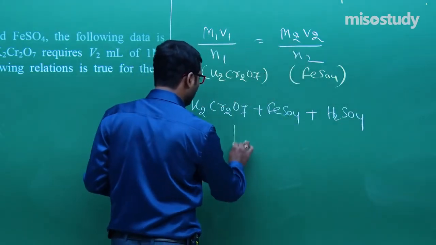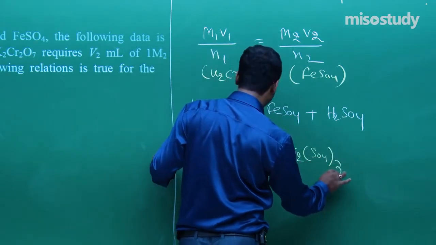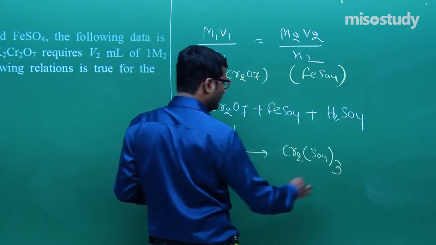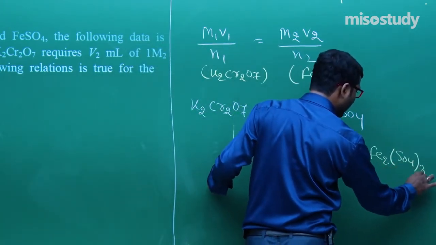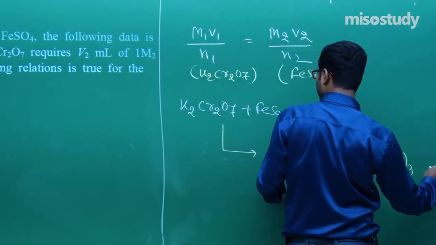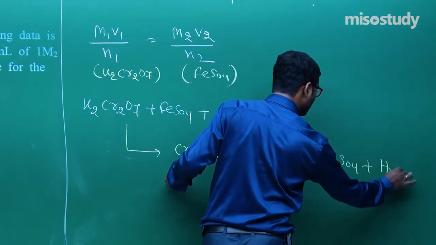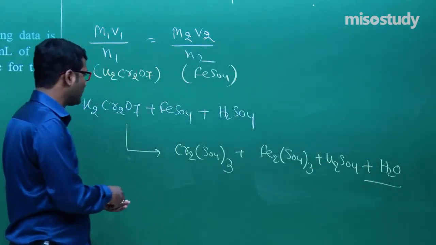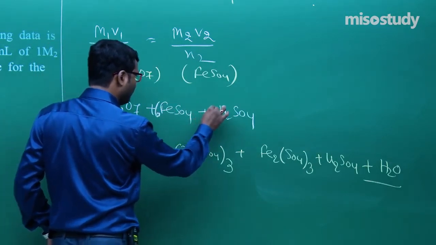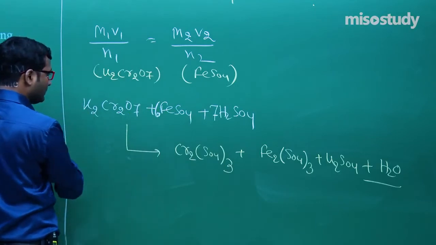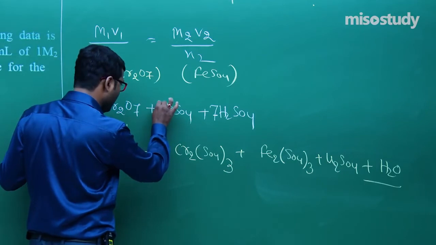Clear? It gives you Cr2(SO4)3, then Fe2(SO4)3, then K2SO4, and then H2O. Now balance the equation. If I put here 6, clear to you? If I put here 7, and K2SO4, Cr2, now check it out. Am I right or wrong?